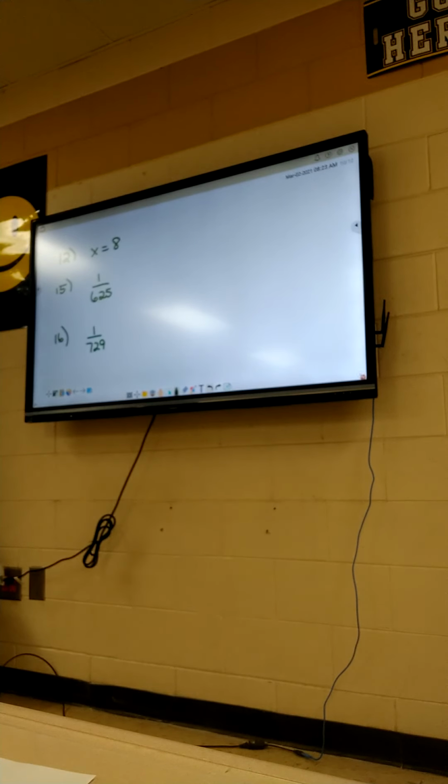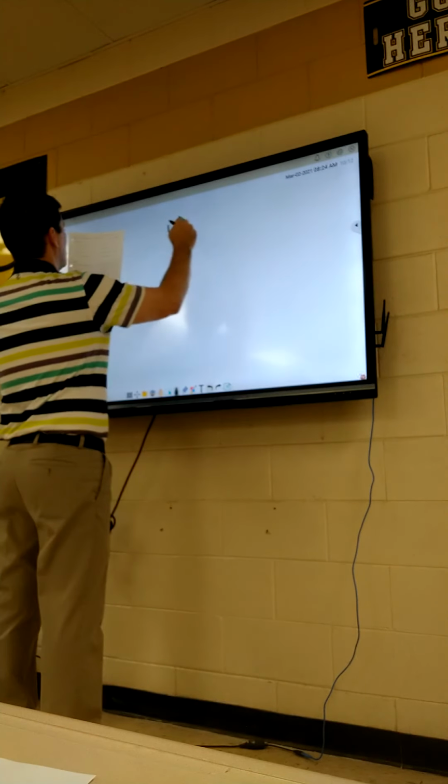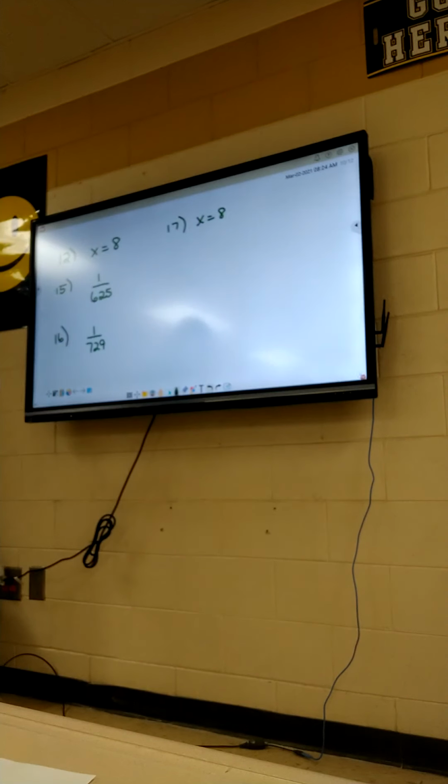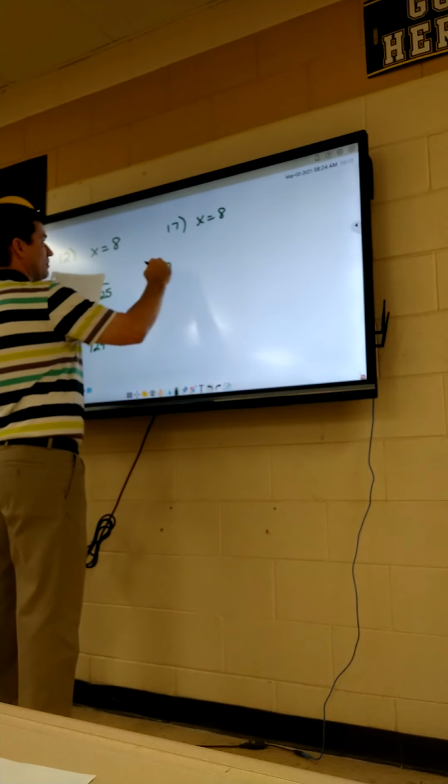All right, right column. Let's see the ones we haven't done. I can't remember if we did 17. What'd y'all get on 17? X equals 8 is what my sheet says. I have 8. I had 2. All right. 18 we did. I remember doing that one. 19 we did. What's y'all's answer on 20?